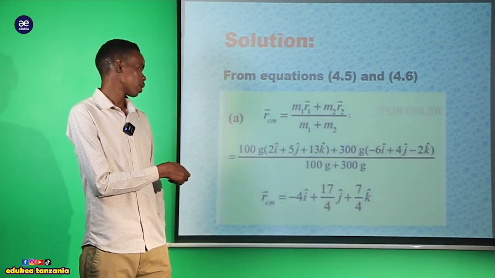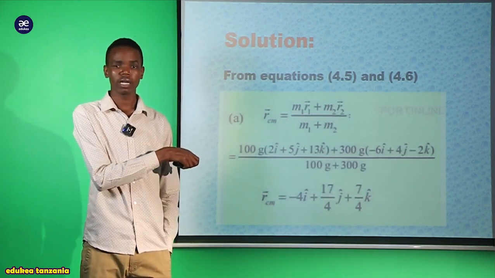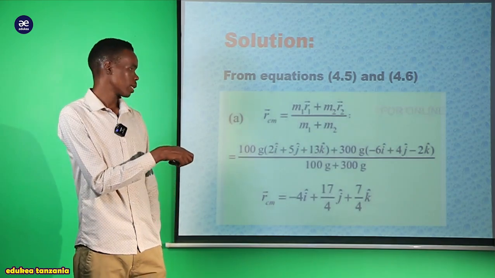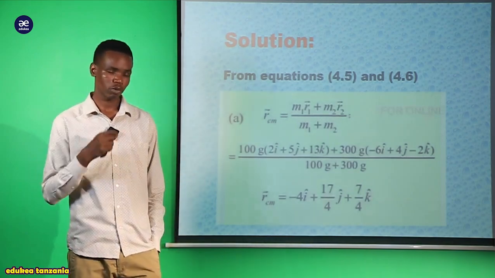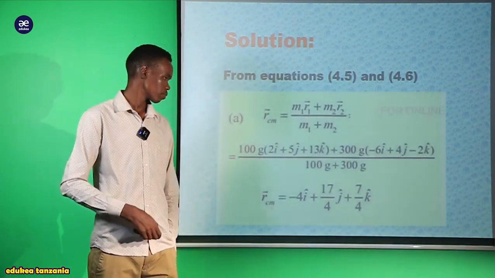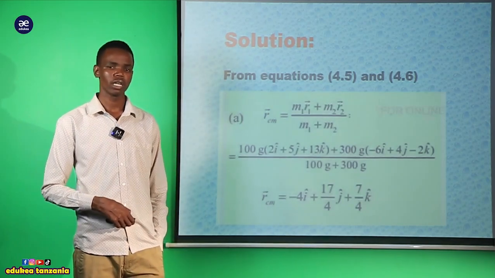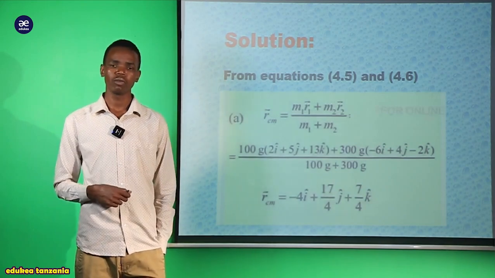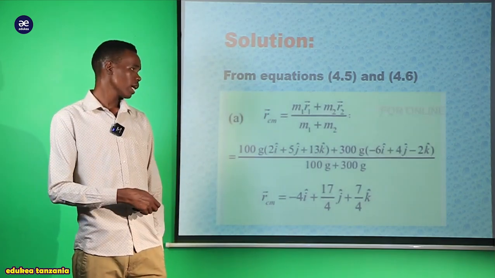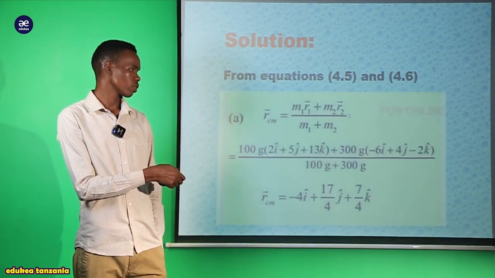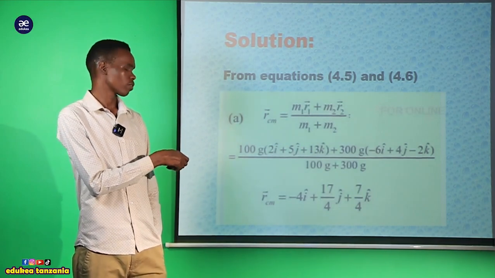We will substitute where the mass is equal to 100 gram, in brackets. Then we add mass 2, which is equal to 300 gram times R2, the vector R2 that we have been given in our equation. After that we divide by the summation of their masses, mass 1 which is 100 gram, then we add mass 2 which is 300 gram. After that, my dear student, we should simplify. When we simplify here, it means we open the brackets.